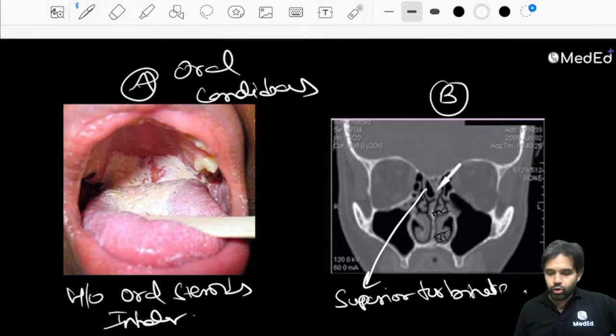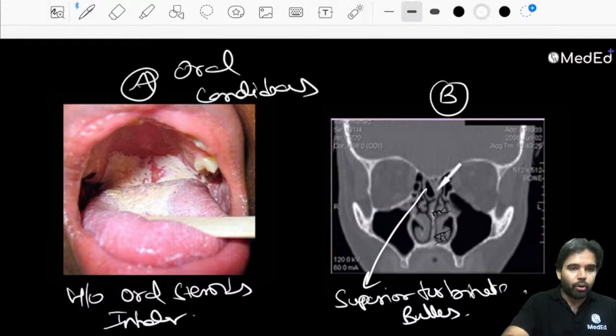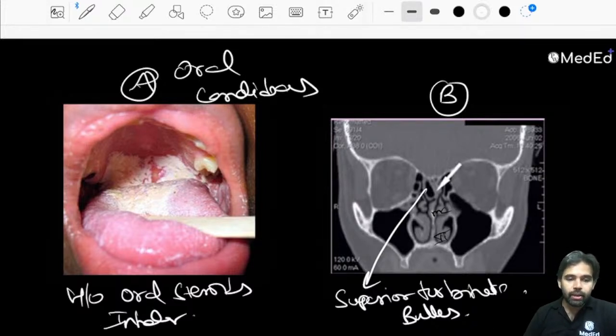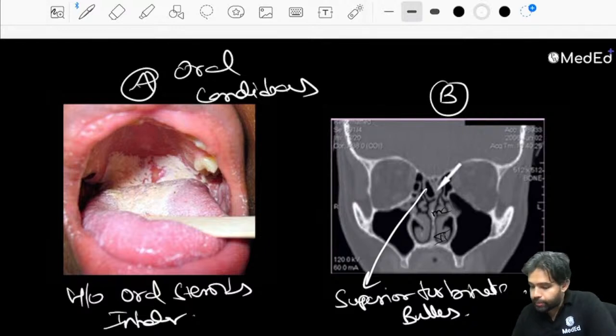Okay, and it is called a bullous superior turbinate because there is an air pocket inside. Like concha bullosa, this is a concha bullosa of the middle turbinate, and this is an aerated superior turbinate or a bullous superior turbinate. It is not a concha bullosa. Concha bullosa is the middle one.